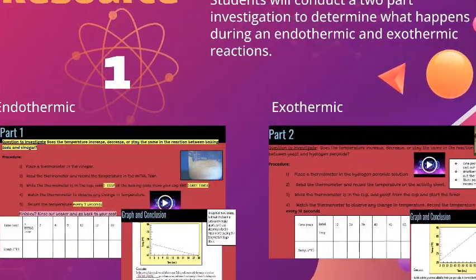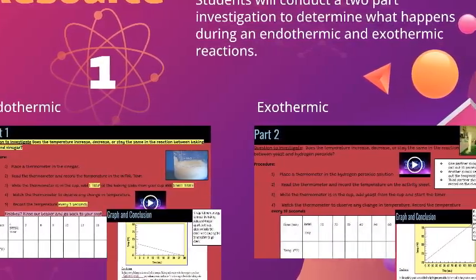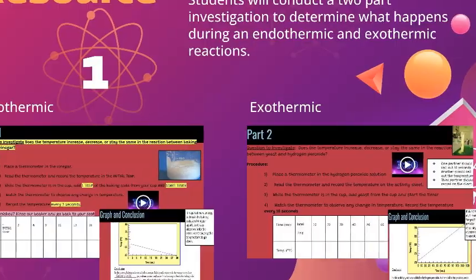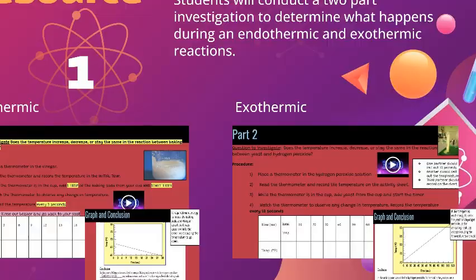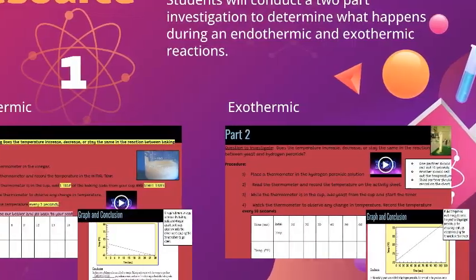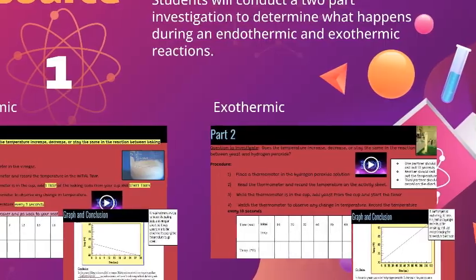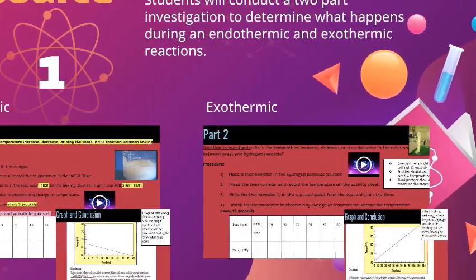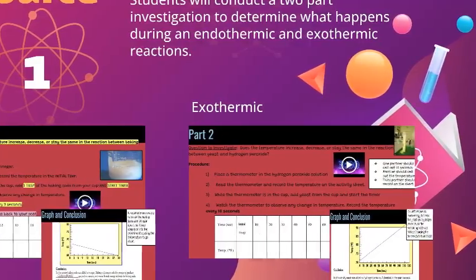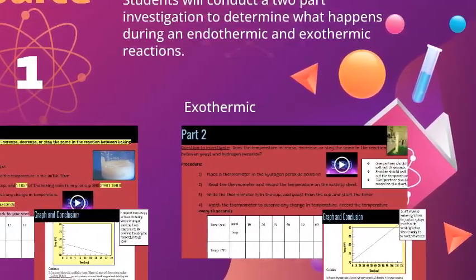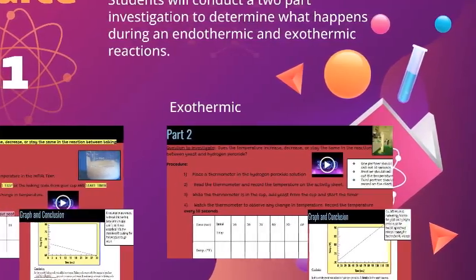Resource example number 1. Students will conduct a two-part investigation to determine what happens during an endothermic and an exothermic reaction. So they'll be using baking soda and vinegar, and yeast and hydrogen peroxide, to draw conclusions about what happens during that chemical reaction. And we have a link to the charts as well as the graphs, and there's a picture of the finished graph and what it would look like once they have finished the lab.